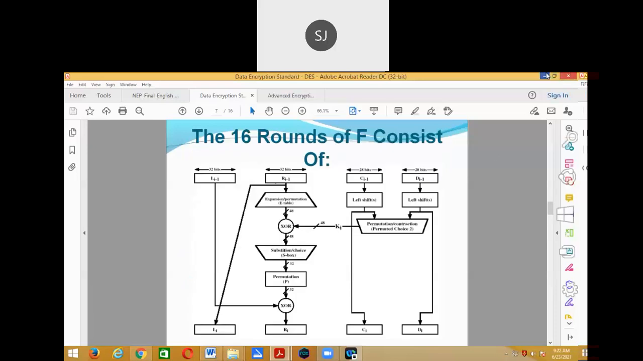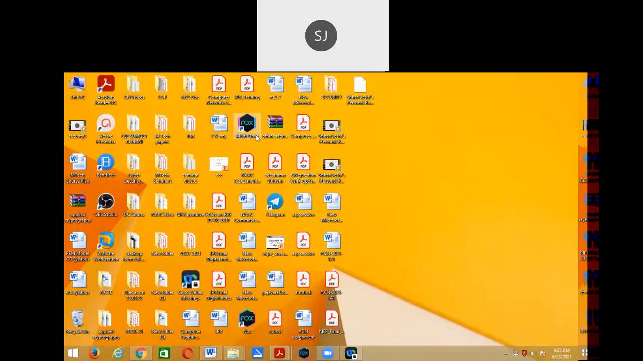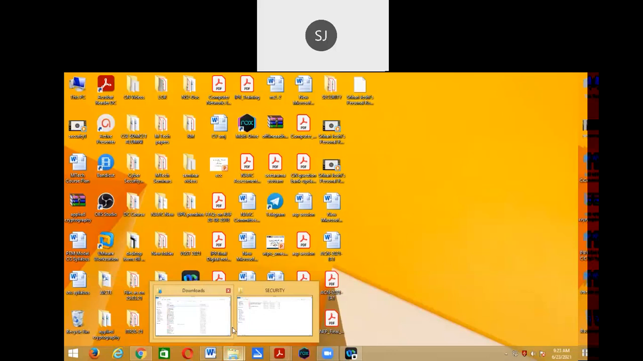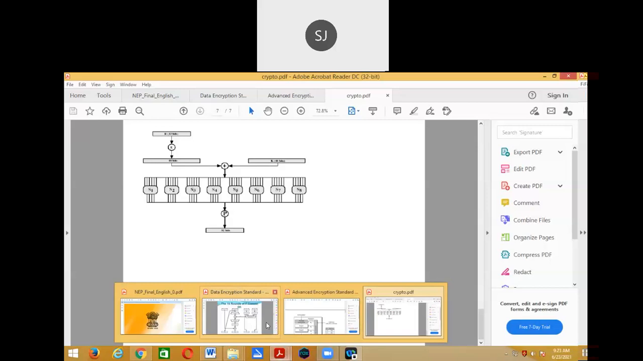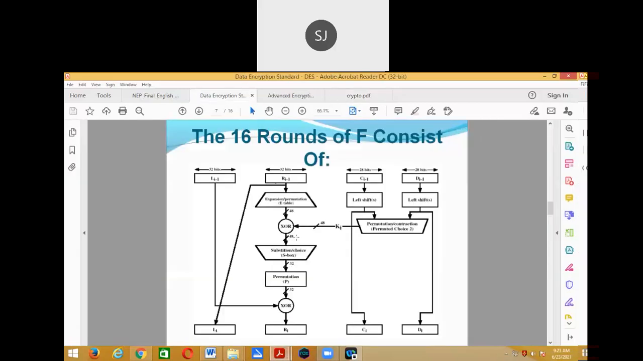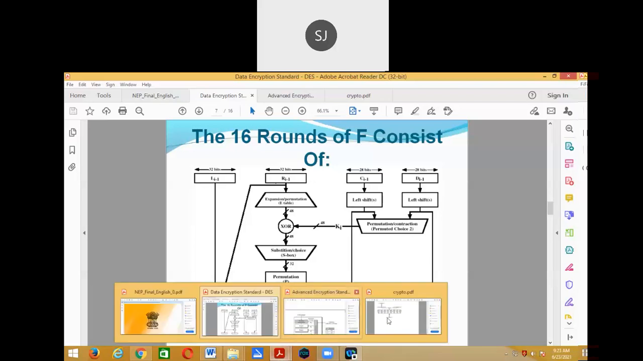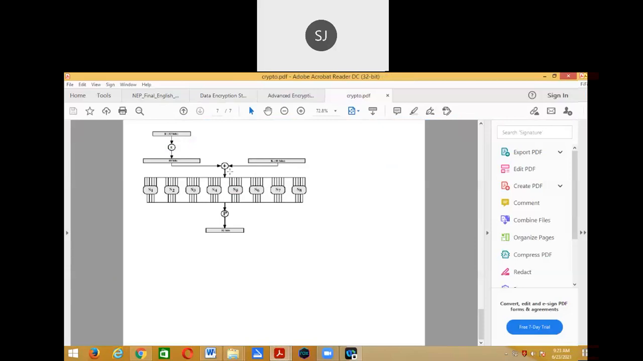Let me see if I can find it. One second. Yes, see here. Please remember, after the XOR operation, the 48-bit input is given to this S box to generate a 32-bit output. So how does it actually happen? It is shown here after the XOR operation.